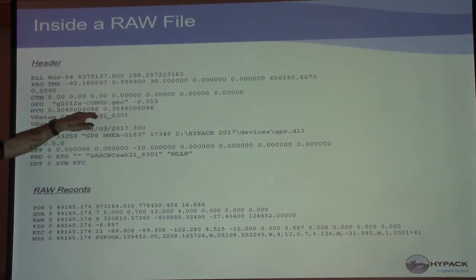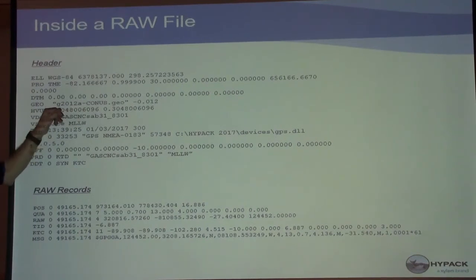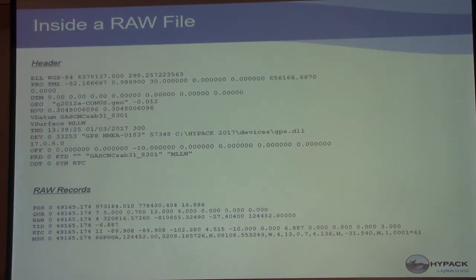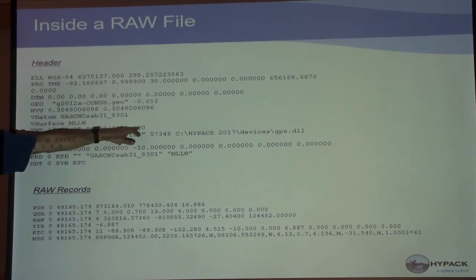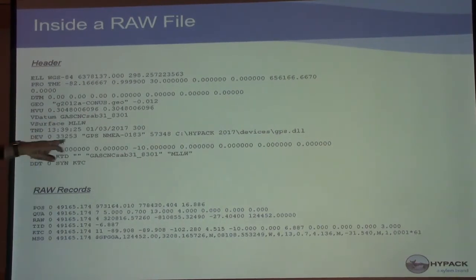Horizontal and vertical units: if there was a 1 in here, that means you're working in meters. The VDatum zone would be listed up here. The surface, in this case, is mean low water. The devices here, then time and date, the local time offset. We have our GPS DLL being used over here.